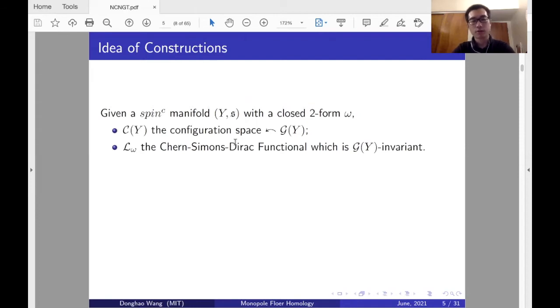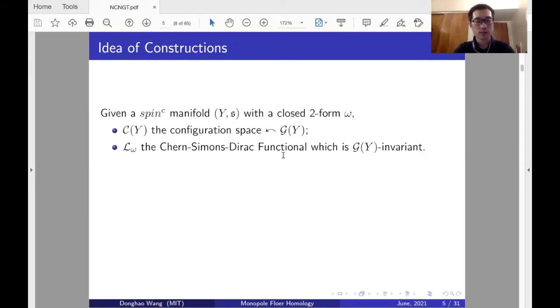This Floer homology group is defined as an infinite dimensional Morse homology. Given any spin-c three-manifold Y decorated by a closed two-form omega, we will first generate an infinite dimensional space C(Y) called the configuration space, which is acted on by the infinite dimensional gauge group G(Y). Over this configuration space, there is a naturally defined Chern-Simons-Dirac functional, which is invariant under this group action.